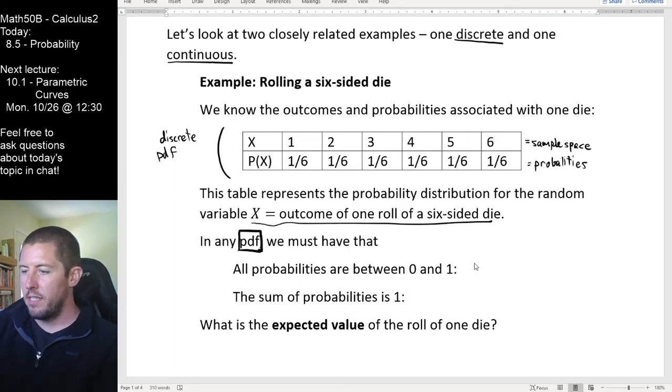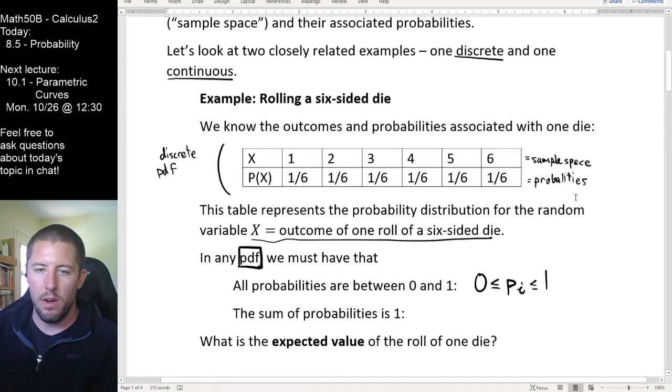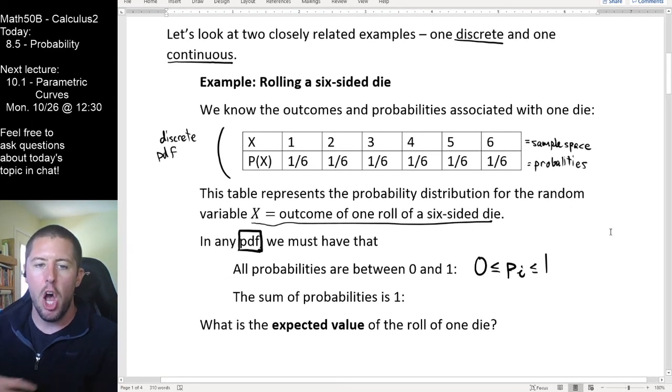So we generally phrase this as just saying 0 is less than or equal to p sub i is less than or equal to 1, p sub i being the ith probability. This says for any of the probabilities out of the n probabilities, if you pick the ith one, it needs to be between 0 and 1. So this is just our general statement that all the individual probabilities are between 0 and 1.